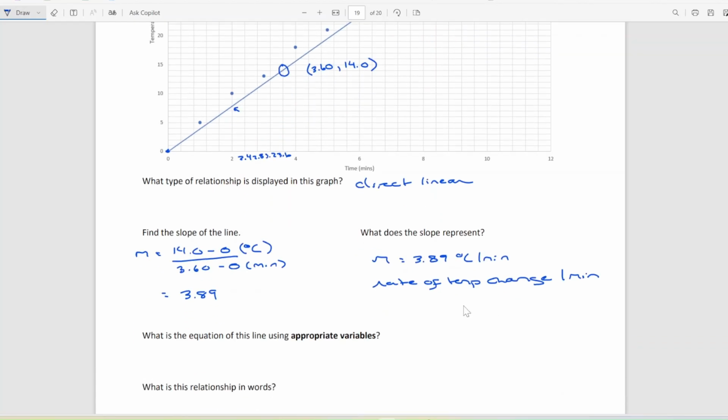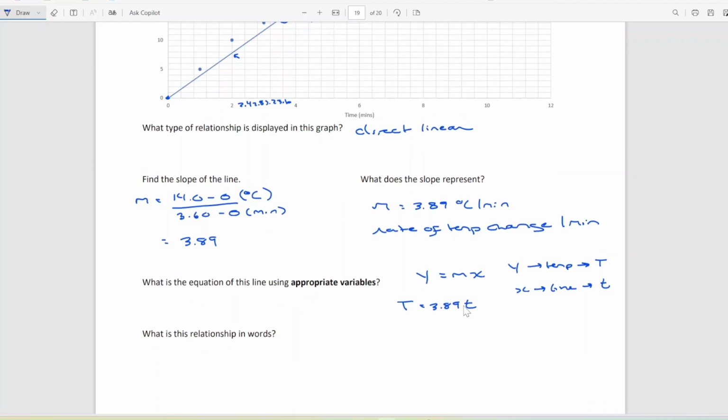What would the equation be? Well, again, it's going through 0, 0, so I'm going to use y equals mx. My y is representing temp, so I'm going to use a T. My x is representing time, so I'm going to use a little t, right? Or you can use an m for minutes, whatever it is, you just have to define it. So I'm going to say that temperature is equal to 3.89 times time.